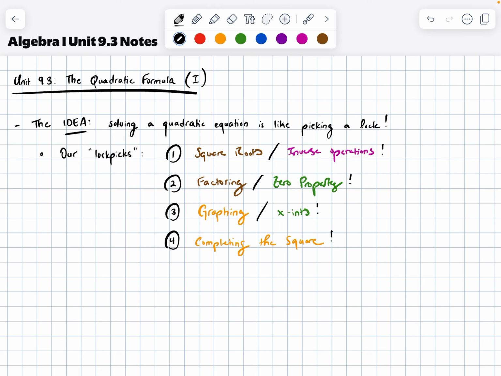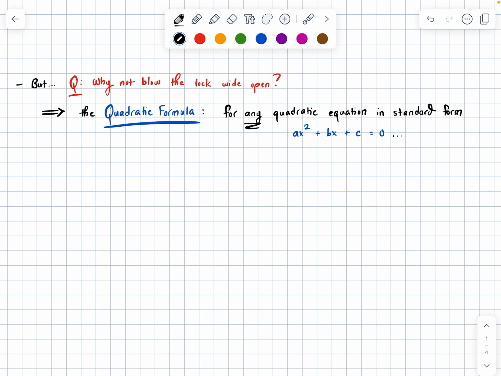But since when has good enough ever been good enough for us? Just like any mathematician, why should we care about these lockpicks? Instead, why don't we just blow that lock wide open? Which introduces for us the tool to end all tools. We're calling it the quadratic formula. And this incredibly useful discovery takes its power from the ability to reveal the solutions to any equation in standard form. Our ax squared plus bx plus c equals 0, that standard form that we've become familiar with.